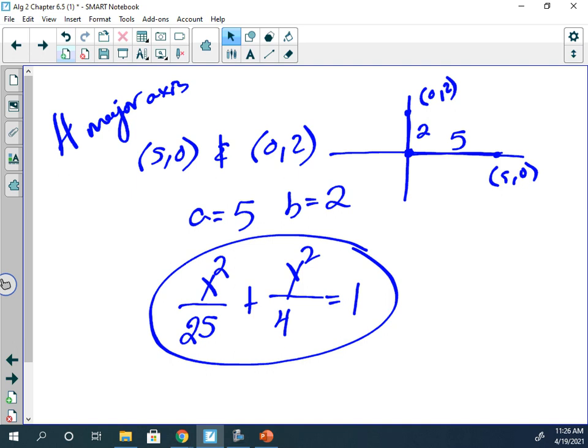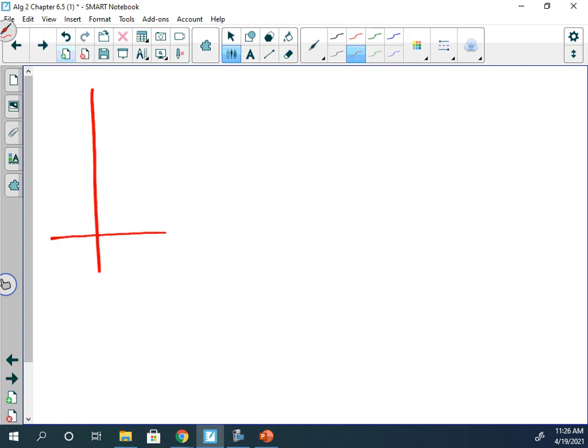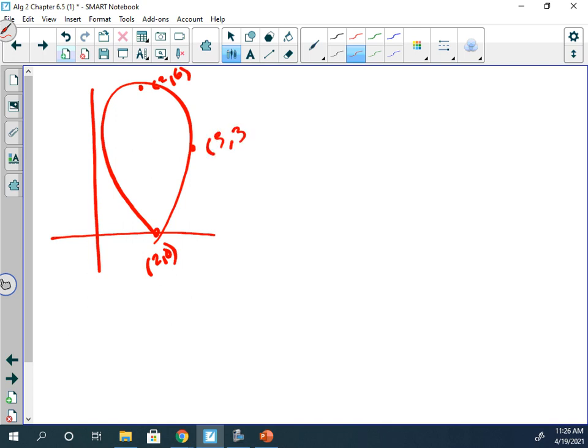All right. Let me try to draw this here. It looks like a balloon. 2, 0. 2, 6. 3, 3. And this is 1, 3. And we want to find the standard equation for this here.